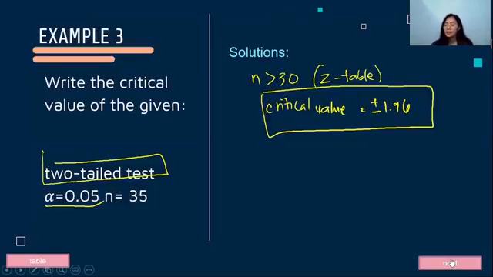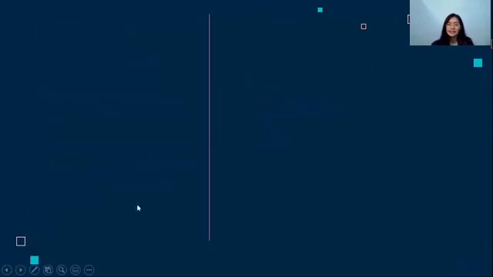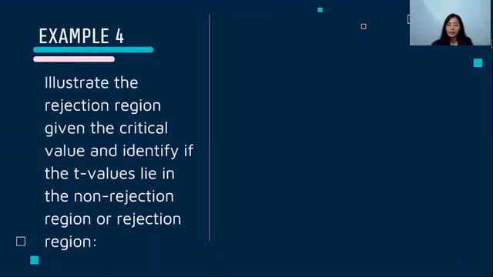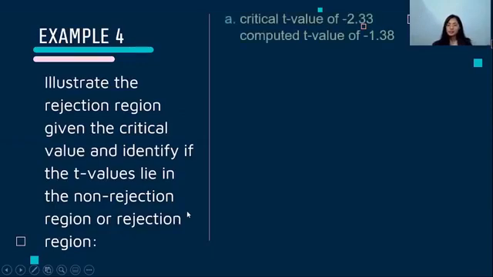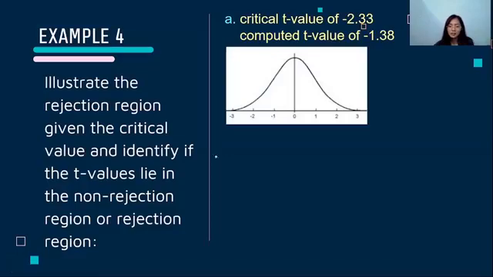Right? Another example here is, we will illustrate the rejection region given the critical value and identify if the t-values lie in the non-rejection region or rejection region. All right, so for the first given, with a critical t-value of negative 2.33 and computed t-value of negative 1.38. So let's use this normal distribution curve.